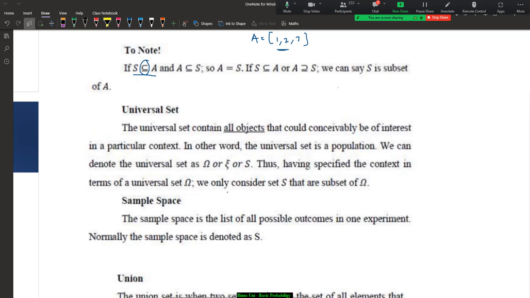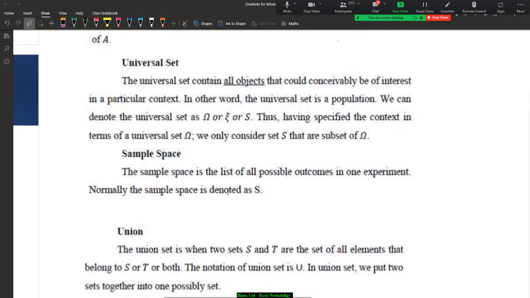Universal set, sample set and sample space. Sample space is the list of all possible outcomes in one experiment. Let's say you want to roll a die. In a die we have six possible outcomes. So the sample space for a die is 1, 2, 3, 4, 5 and 6. This is what we call a sample space: the list of all possible outcomes in one experiment.